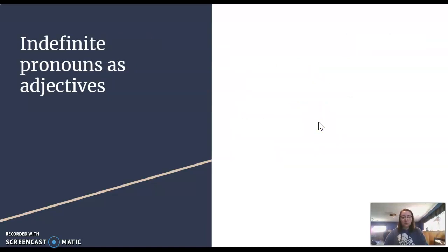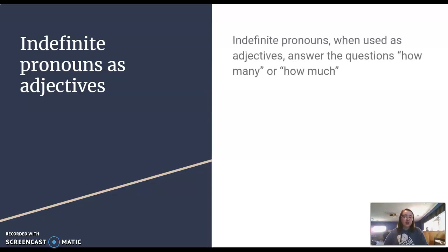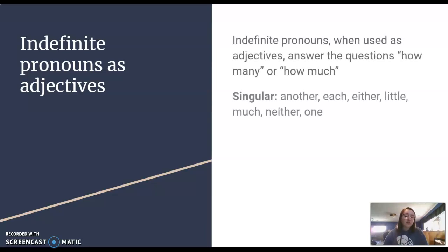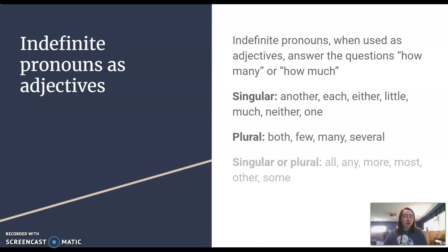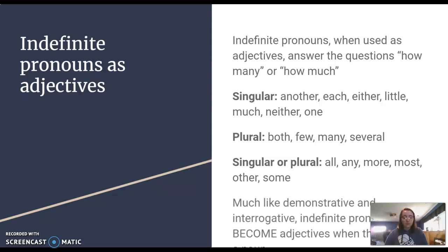Okay. All right, the last category is our indefinite pronouns, adjectives. They answer the questions how many or how much. So there's a lot of different ways you could say this. Singular forms: another, each, either, a little, much, neither, one. Plural: both, few, many, several. Singular or plural, so they work both ways: all, any, more, most, other, some. And you won't have to memorize these, you'll just have to be familiar with them.